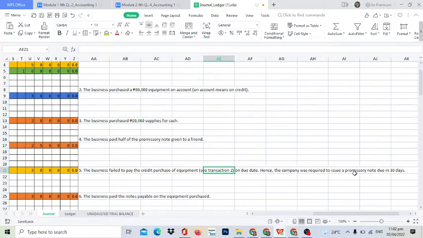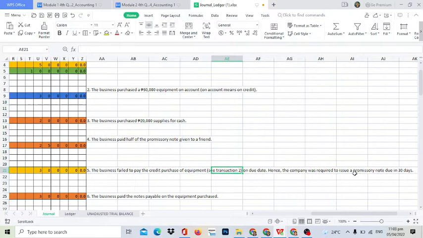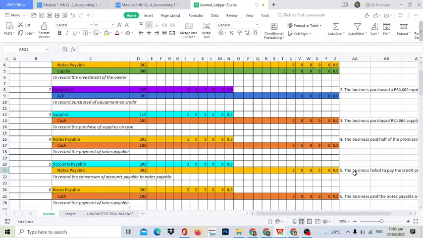So, since hindi po siya nakabayad on January 5, ang ginawa na lang po, pinagpasa po siya ng promissory note. Dun sa promissory note, naka-indicate po doon na magbabayad po siya within 30 days. So, pagdating po dito sa number 5, that's the conversion of accounts payable to notes payable. So, yung kanya accounts payable na 30,000, kinonvert po to notes payable, which is 30,000.